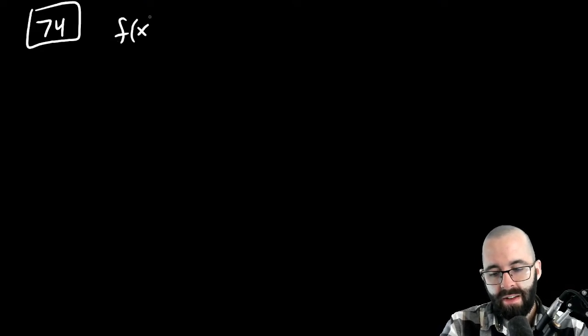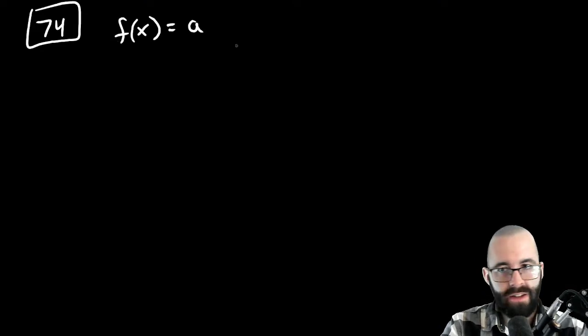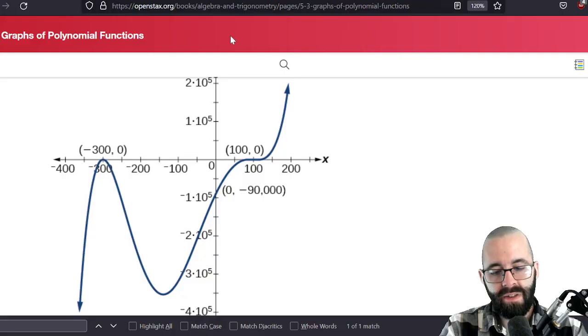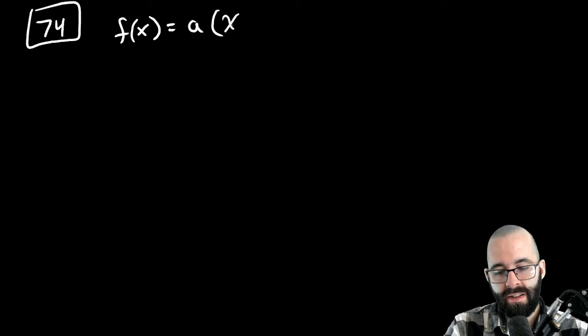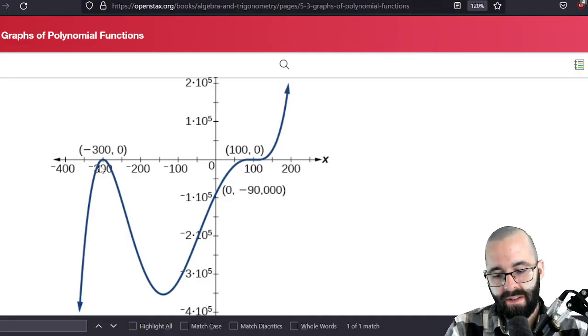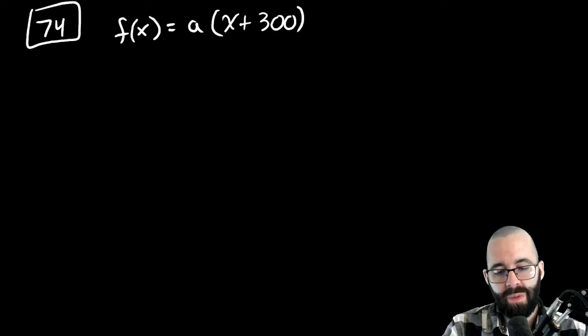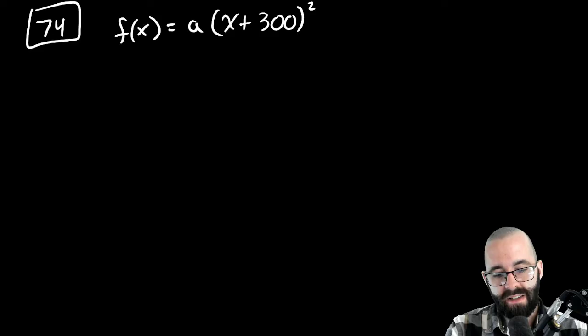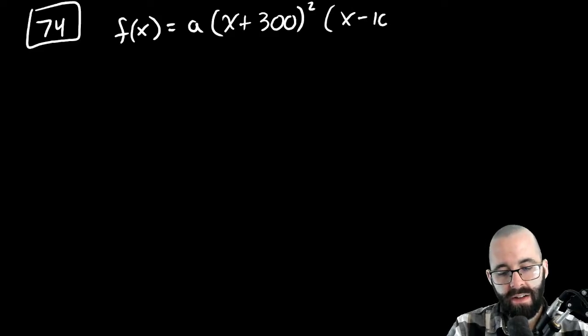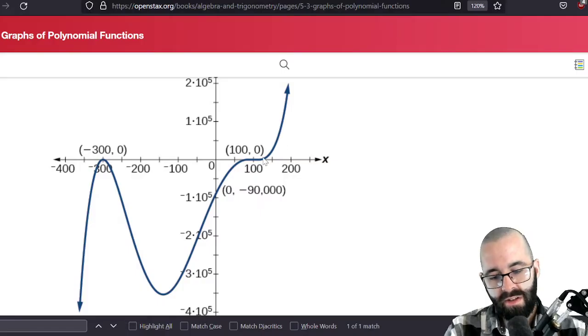So we're going to do this the same way we've done things before. I don't know the stretching factor, but I know the zeros, right? There's a 0 at -300. What's the multiplicity of that 0? 2, right? It's bouncing off like a parabola. There's also a 0 at +100. What's the multiplicity of this one? 3. Locally, it looks like a cubic function.